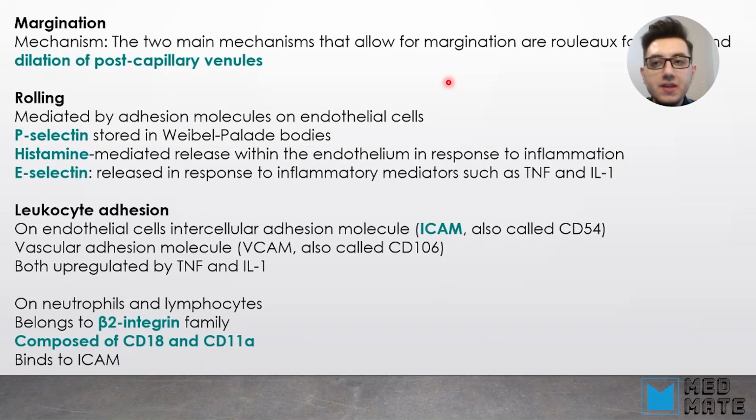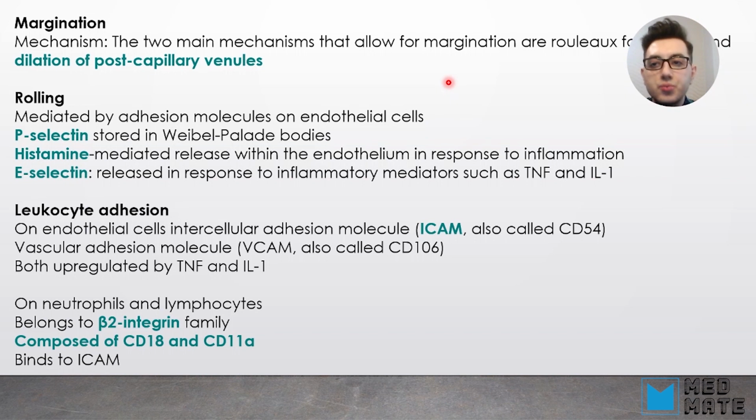The process by which all of these neutrophils can get into the tissue is via the following steps that we are going to talk about. The first step is margination. What you have to know is that margination happens when there is dilation of vessels. Of course, we are talking about postcapillary venules. And when there is dilation, normally these neutrophils and white blood cells marginate along the endothelium.